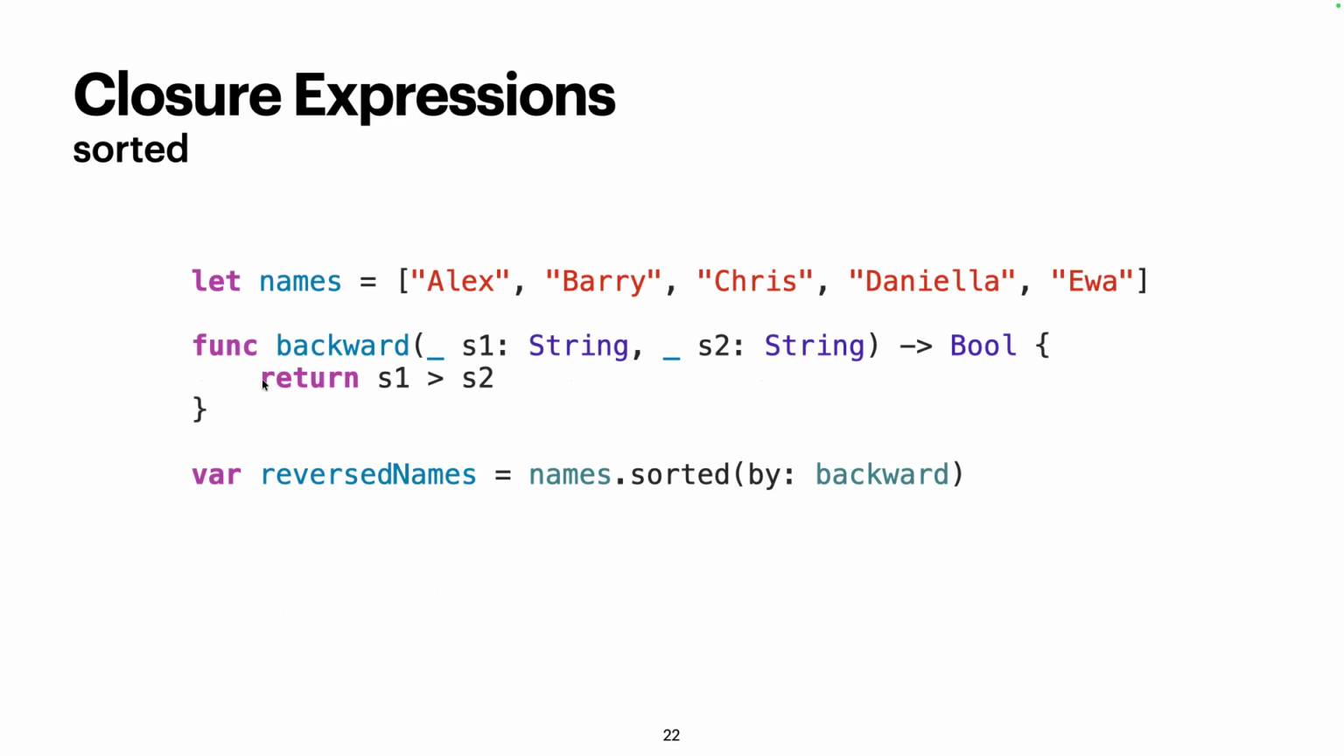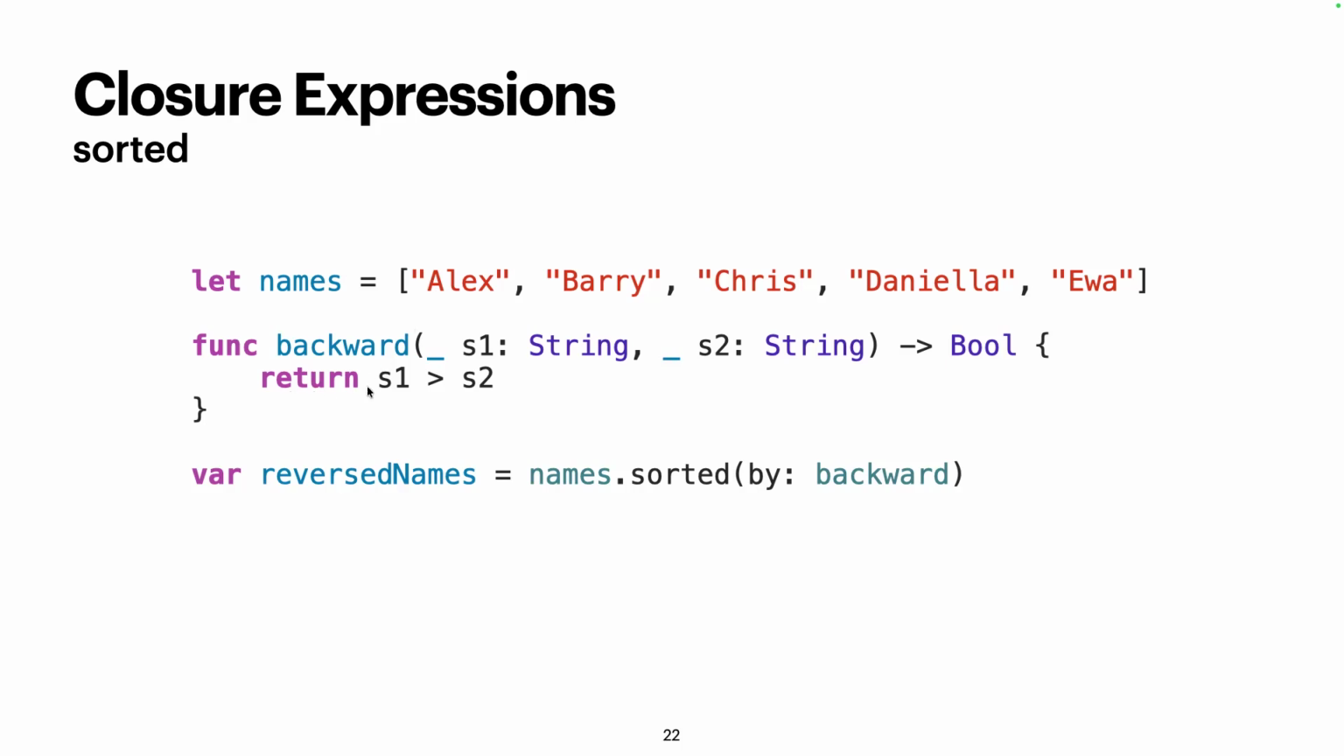And here we have this function called backward, right? This is the kind of function that we know and love and that we're used to. It accepts two arguments, s1 and s2, both strings because we're operating on an array of strings, and it returns a Boolean, a true or false value. What I want to do is generate a new array of strings where the elements are ordered in reverse lexicographic order. So I want Ewa here, Daniela, Chris, Barry, and Alex. They're just in reverse alphabetical order.